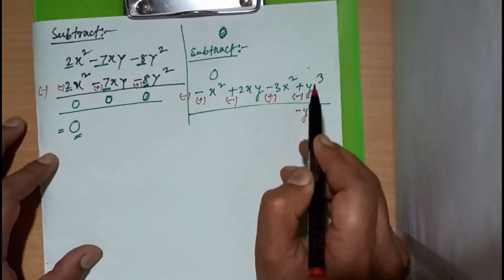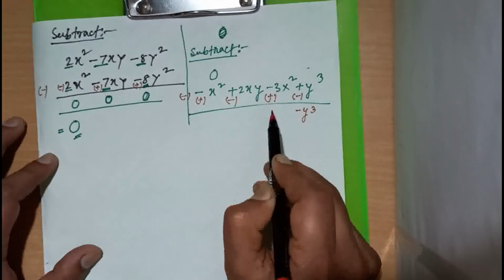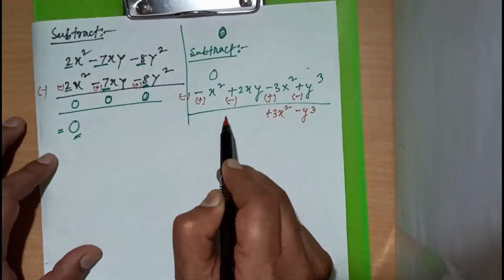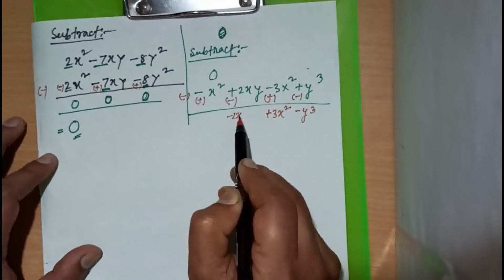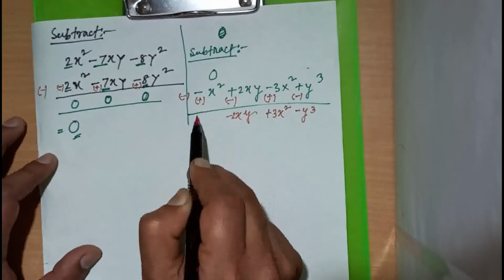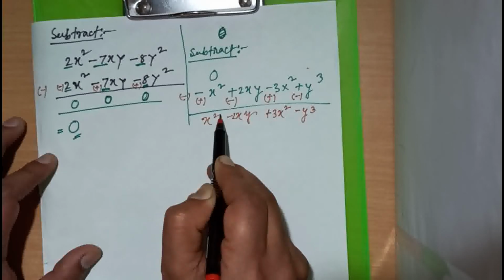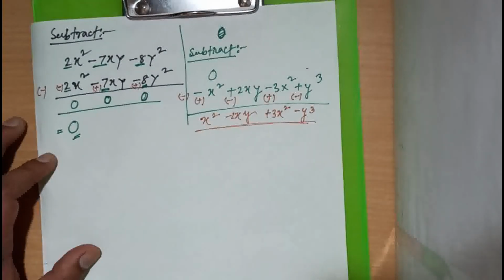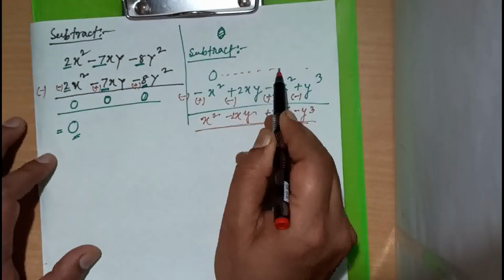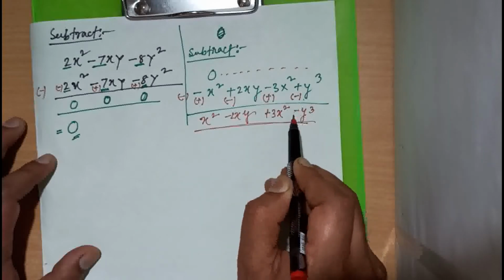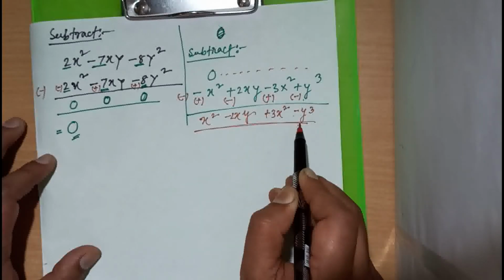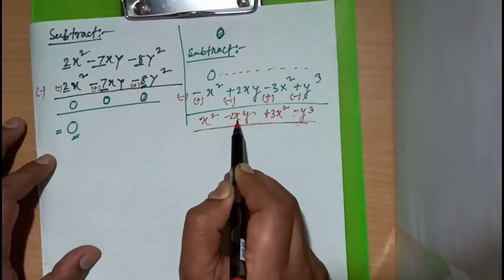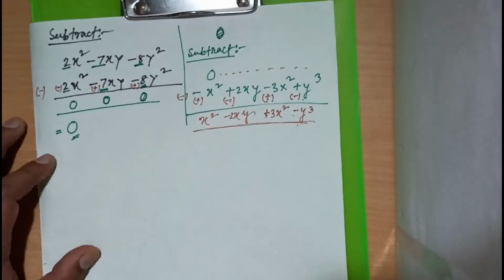Nothing to add. Here it is positive 3x square. Here the answer is negative 2xy, and here the answer is positive x square. So this is the final answer. Since there is nothing to add, we are just bringing the term down by changing the sign. So negative y cube, it has become positive, so positive 3x square. This is again negative 2xy, and it is positive, so positive x square.